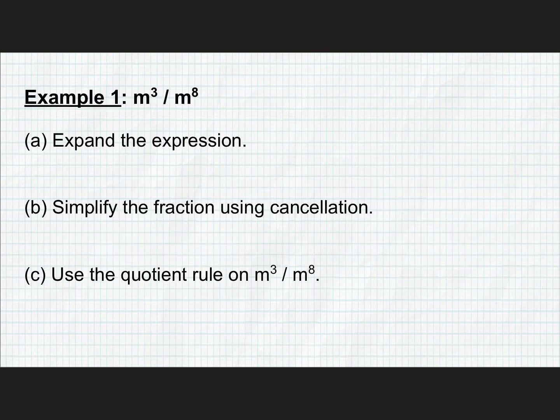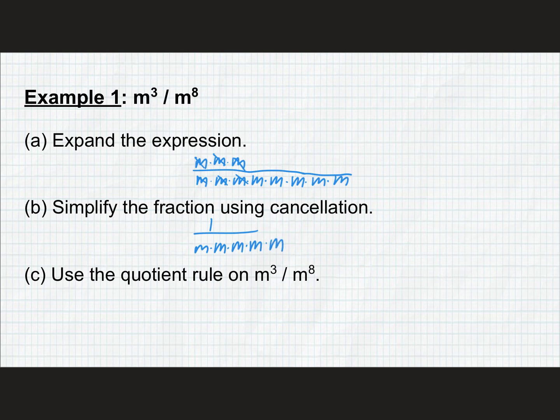Let's start off with an example, m to the third divided by m to the eighth. First, let's expand the expression, so m to the third is m times m times m, and m to the eighth is m times m times m times m times m times m times m times m. We're going to simplify the fraction using cancellation, so we're going to get rid of 3 on the top and 3 on the bottom. We are left with m times m times m times m times m on the bottom.